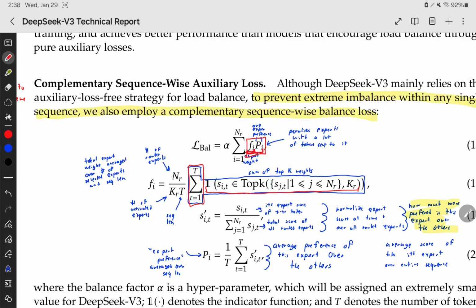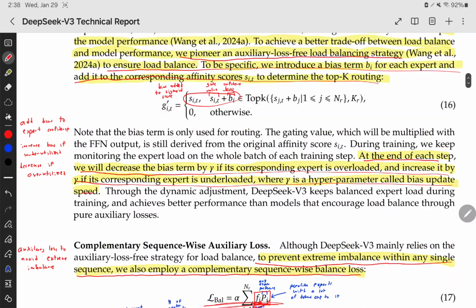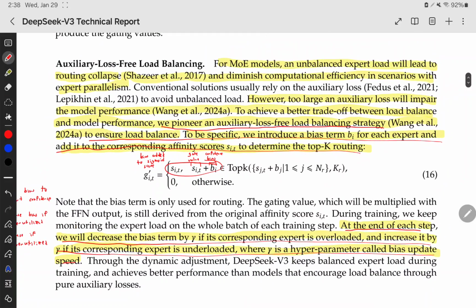They add this a little bit, to prevent extreme imbalance within any single sequence, and employ a complementary sequence-wise loss. They add this with a really, really small weight, I think it's like 0.0001 or something like that. It's something really small to prevent extreme imbalance. But they have something smarter that does not require a loss. That's awesome because your model can focus on optimizing what's important, the next token prediction. And it works better because it doesn't have to optimize that loss, and it's pretty easy to implement.